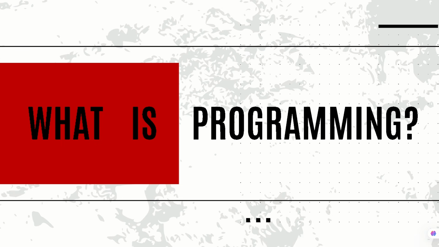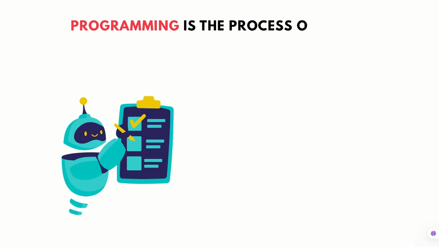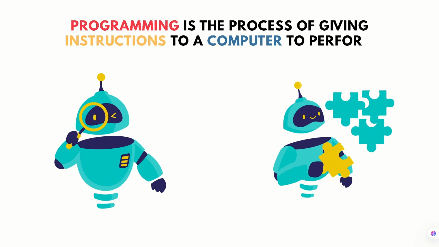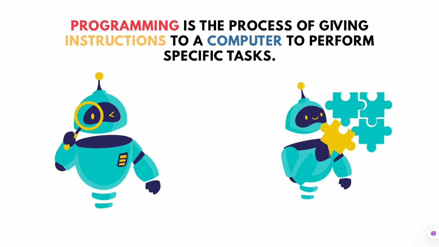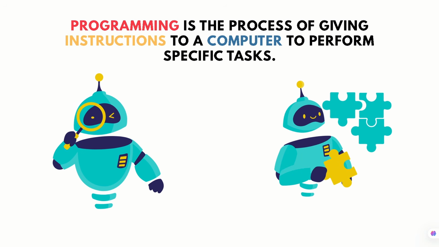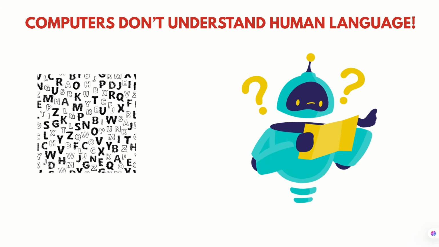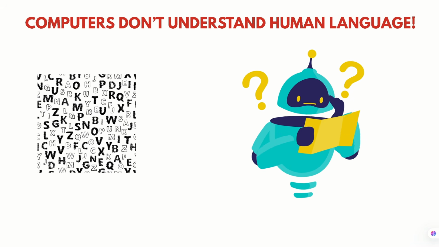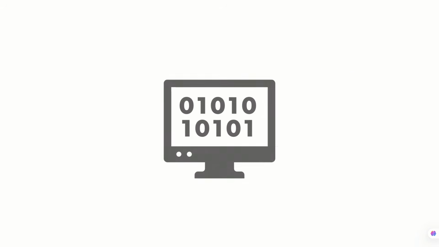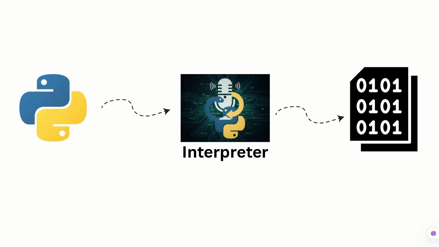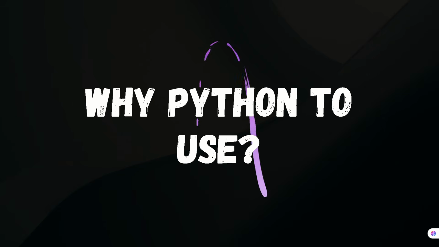So, what exactly is programming? Programming is the process of giving instructions to a computer to perform specific tasks. Think of it like teaching a robot step by step how to draw or write. But here's something interesting. Computers don't understand human language. You can't just tell a computer, hey, make a cup of tea. It only understands machine language, 0 and 1. So, we write our instructions in a programming language like Python and then use a special tool called a compiler or interpreter to translate our code into computer language.